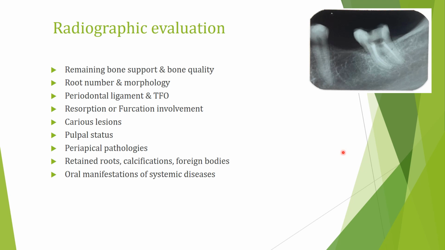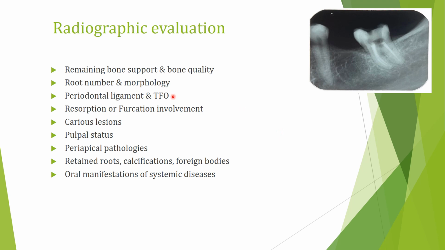Coming to the radiographic evaluation, here is an example of one of the cases. The remaining bone support and bone quality have to be assessed, and you have to look for any remnants of root pieces, any periapical pathologies, anything associated here. Root number and morphology have to be seen. Is it root canal treated or not treated? How is the pulp chamber? Is it too high up or at the normal level? Because we are doing a tooth preparation, guys.